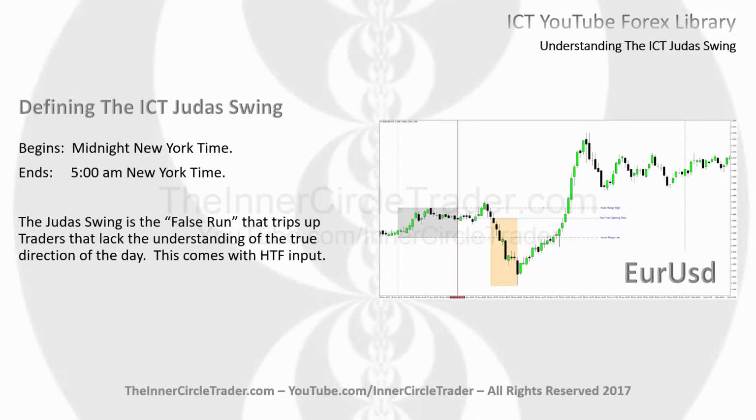Now, the Judas swing is a false run that trips up traders that lack the understanding of true direction of the day. Now, this is going to come by way of higher time frame analysis and implementing that in the intraday price action. Here we have an example of a Judas swing, and I'm going to now teach you the implementation of it in a bullish condition.